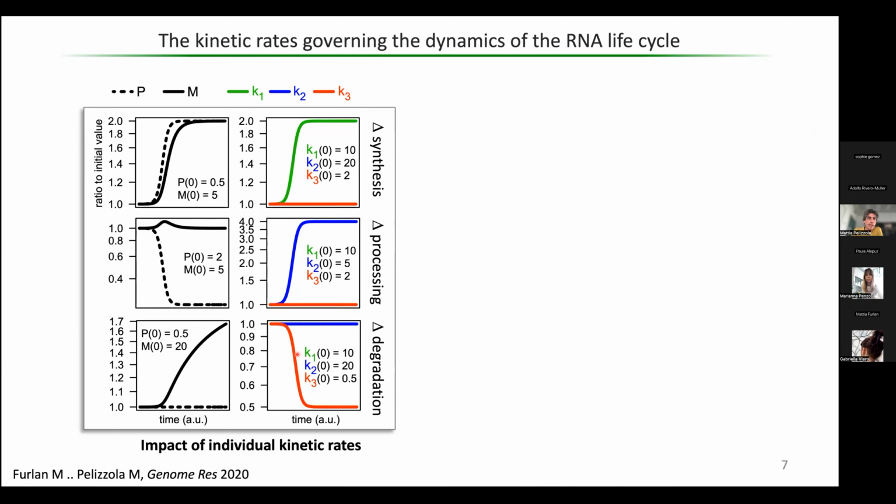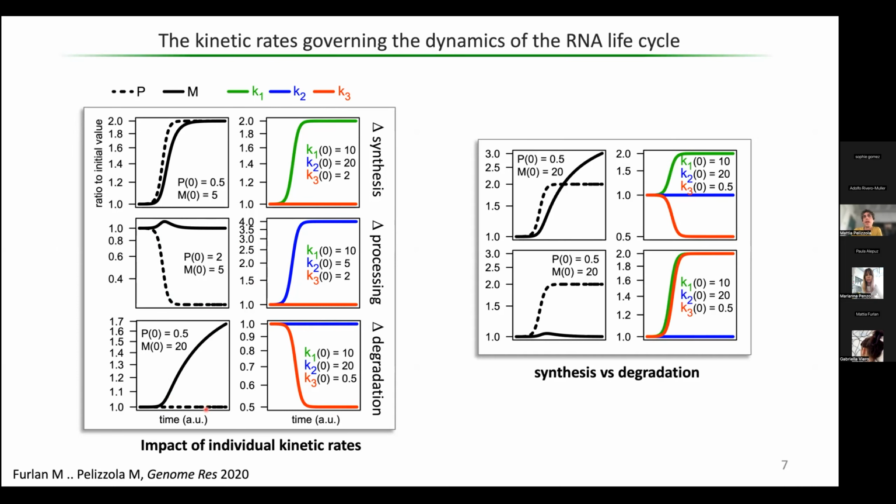Conversely, if there is a decrease in the rate of degradation, there is an accumulation of the mature RNA, while the premature RNA is not changed. If this decrease in degradation, for example, as you can see here again, is coupled with an increase in synthesis, then these two parallel modulations will strengthen each other, and you will have even further accumulation of the mature RNA.